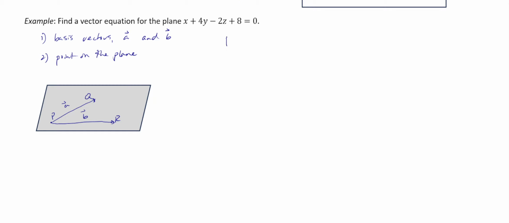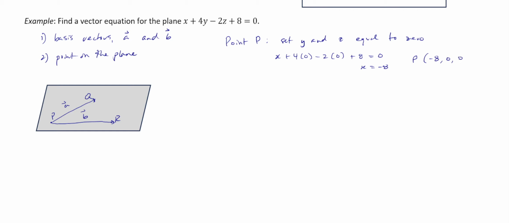So for point P, I'm going to set y and z equal to 0. I can choose my values for y and z, and then this will generate the x value that then lies on the plane. So I'll have x + 4(0) - 2(0) + 8 = 0. So that means that x is equal to -8. So point P is defined as (-8, 0, 0).